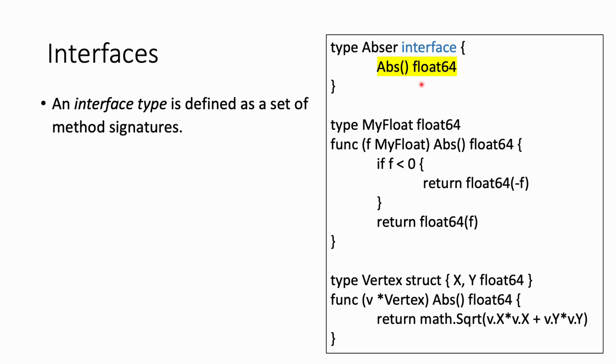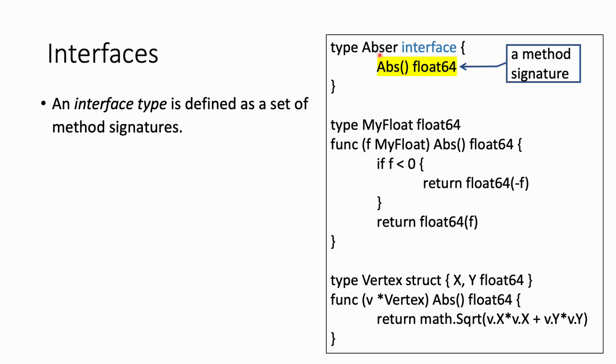A method signature is the declaration of a method that consists of only the method name, the list of arguments, and the return type. It does not include the receiver argument. For example, Abs() float64 is a method signature with method name Abs and return type float64. This method doesn't take any argument. Then here, Abser is an interface type that consists of the method signature Abs.